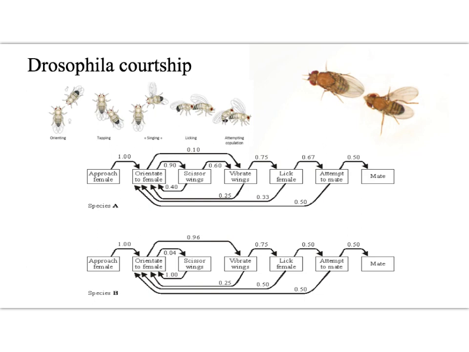So it involves orientating to a specific orientation to each other, tapping. So you can see one is tapping the abdomen of the other. Some singing, so perhaps a bit of vibrating the wings. Some licking, and then attempting copulation. And you can see this amplified out with two different species of Drosophila. So Drosophila is the genus name. As you can see, we've got a capital, so there are different species of Drosophila.